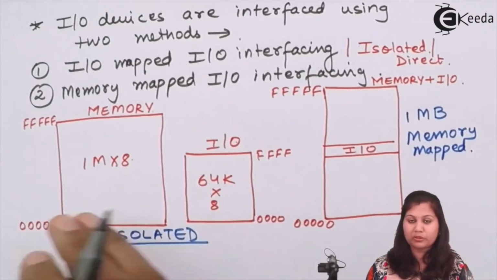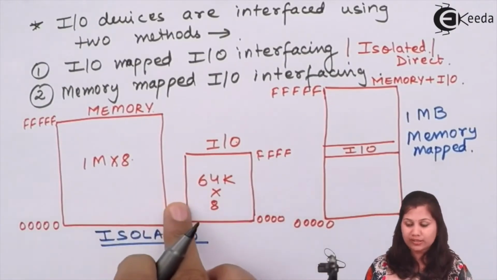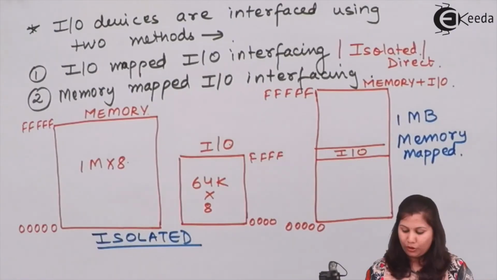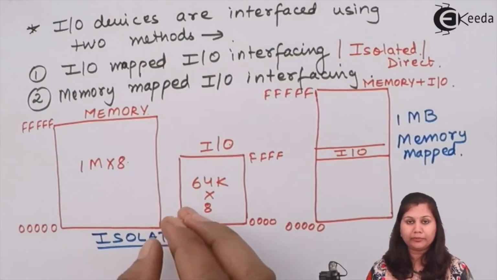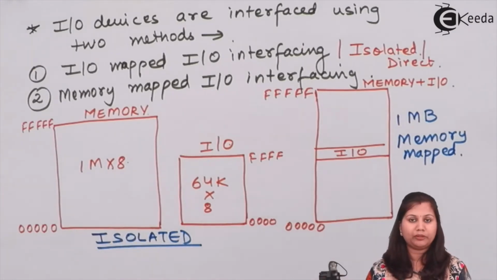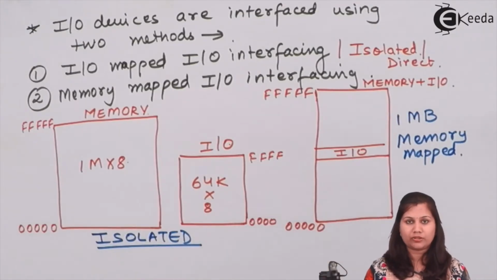So that is the difference between the two types of interfacing. Here we can use the in and out instructions, because the input output devices are acting separately. So you have seen that when memory and input output are isolated, input output instructions like in and out can be used, whereas when the input output devices are a part of the memory, we are going to use the memory instructions only.